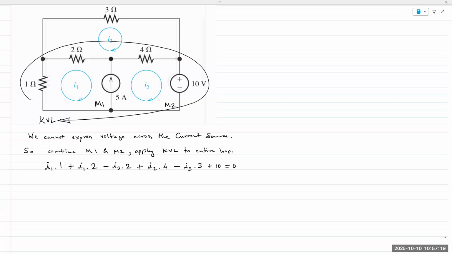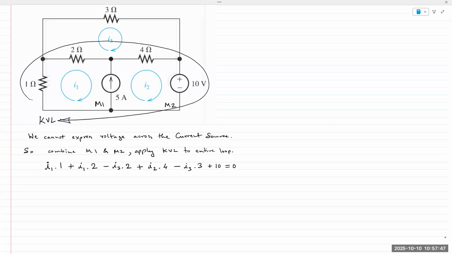Now, if I did this and I handed in as my work, because my equation is incorrect right at the top, I would lose major points. Probably about 40 to 50% of my points would be gone. All right, again, shared branches, we must keep both mesh currents in the equation.